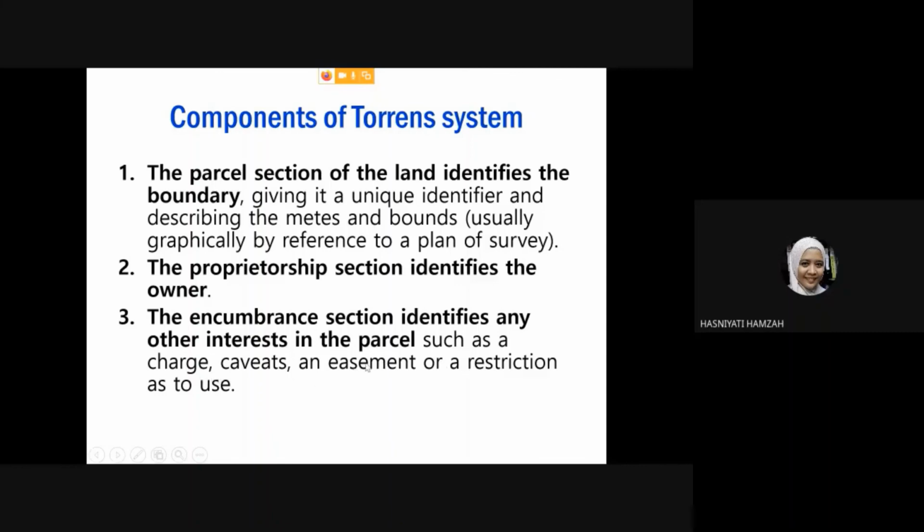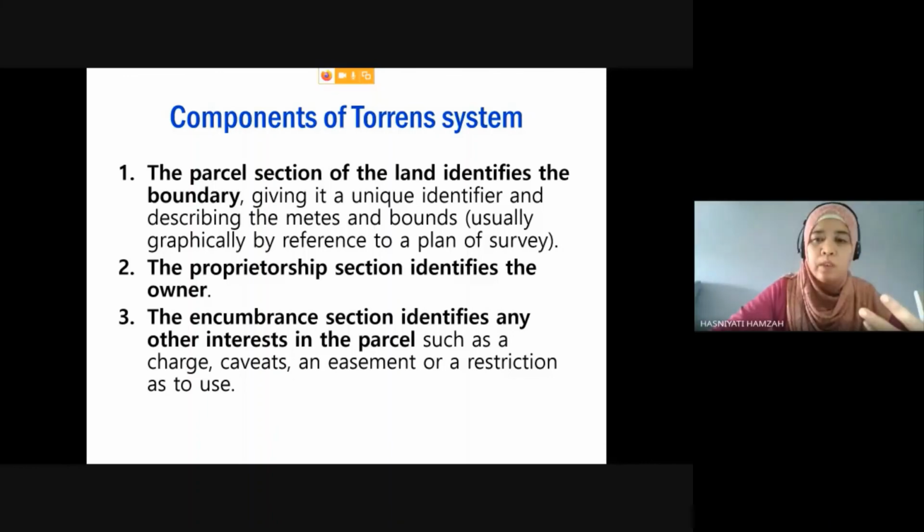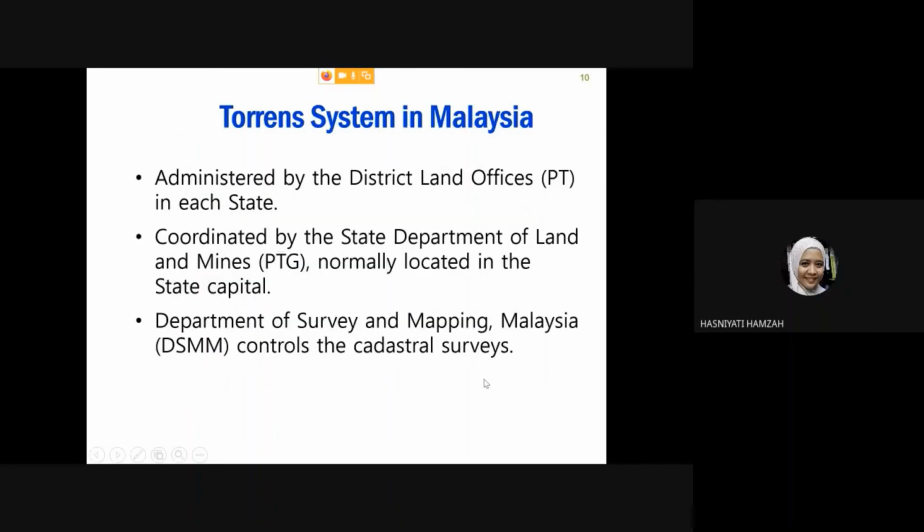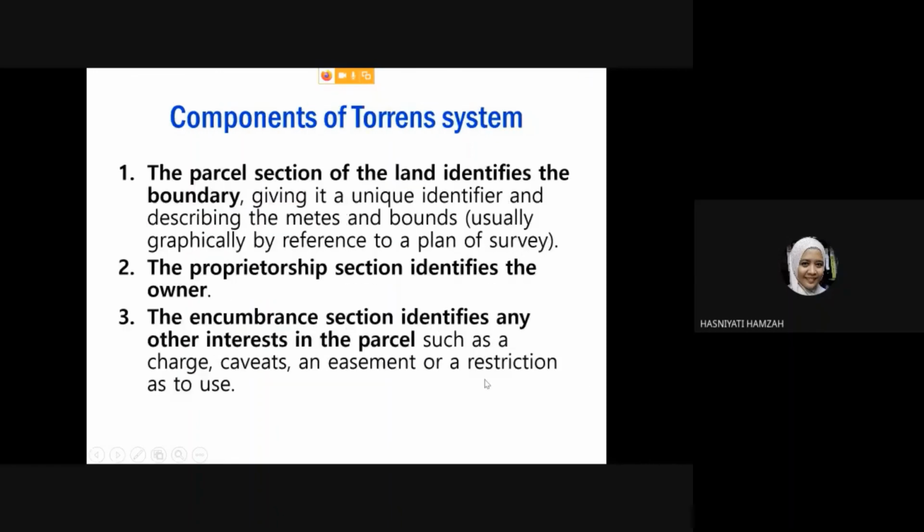Restriction as to use. This is normally on the first page. I showed you before, right? This land can only be used for residential use only, something like that. So restriction, 2 stories only, or what else? Kediaman sahaja, hendaklah dibangunkan dalam 2 tahun, something like that. The land must be fully built within 2 years, or something like that. Restriction as to use.